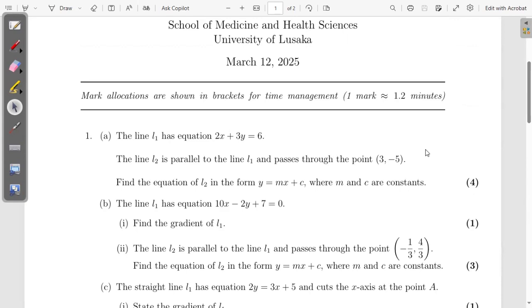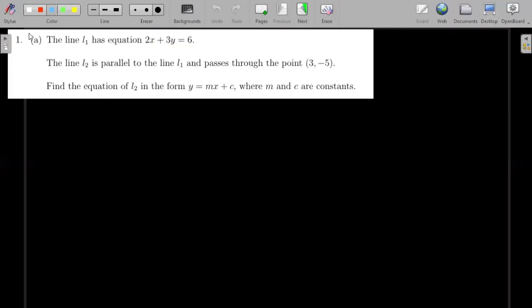So we start with question 1 here. On question 1, they're saying the line L1 has the equation 2x + 3y = 6, and the line L2 is parallel to line 1 and passes through the point (3, -5). Find an equation of line L2 in the form y = mx + c, where m and c are constants.